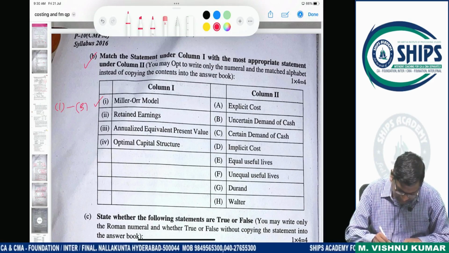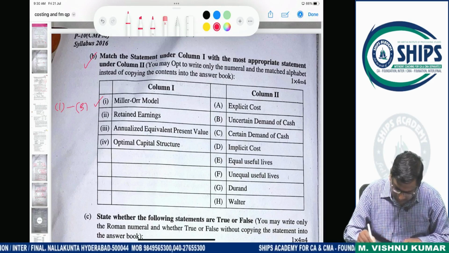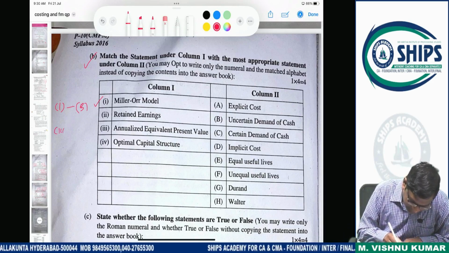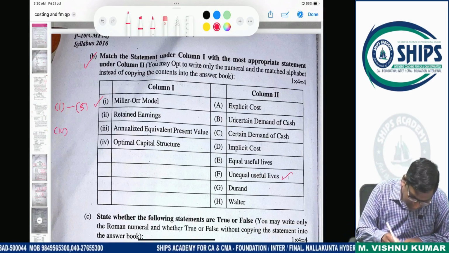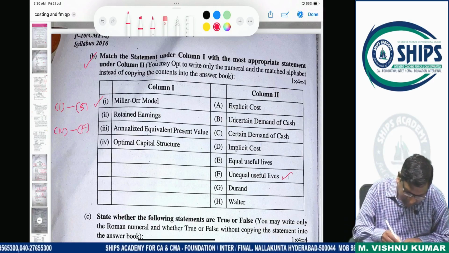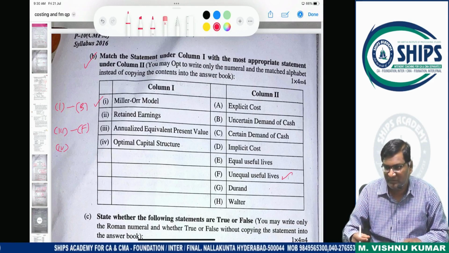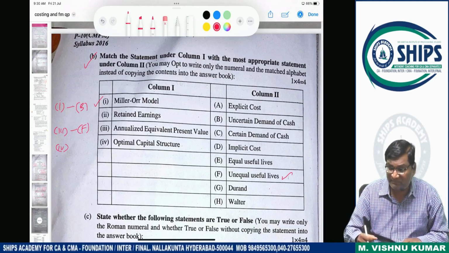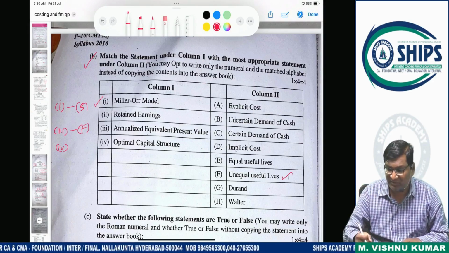See, first, annualized equivalent present value. This will be used when life is uneven. When life is uneven. So directly I am explaining the third point first. Uneven life, third answer is F. F is the matching point. Now, optimal capital structure. Optimal capital structure theory: net income approach, net operating income approach, traditional approach, Modigliani-Miller approach. These are the different approaches.